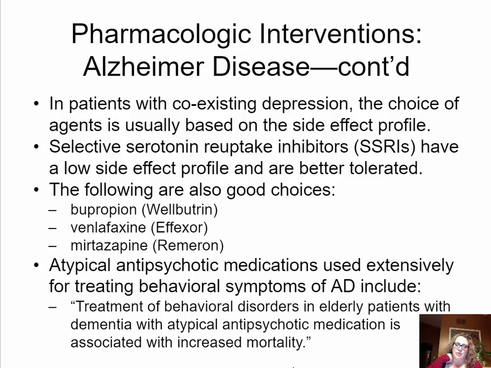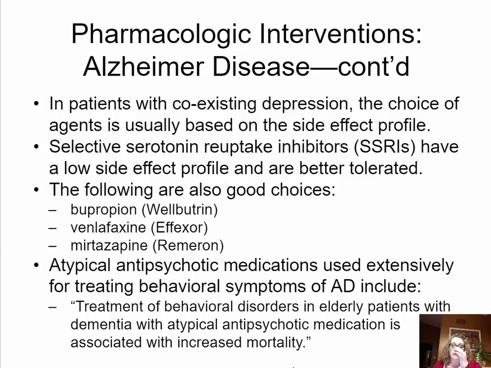So sometimes you'll see atypical antipsychotics being used extensively for treating behavioral symptoms of Alzheimer's disease, particularly those patients who have behavioral disorders such as agitation and aggression. Just remember that those do carry a black box warning from the FDA that says that patients with dementia who use antipsychotics are at an increased risk for mortality.